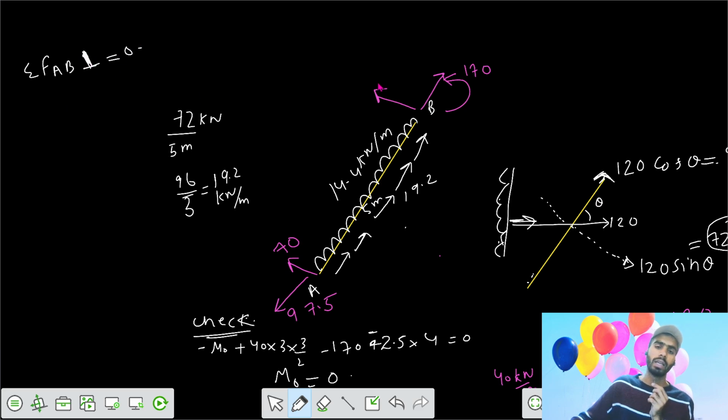Then we can write that here the reaction is say VB, so we can write 70 upwards plus 14.4 into 5 length, then we have upwards VB, so your VB comes out to be equal to -2.